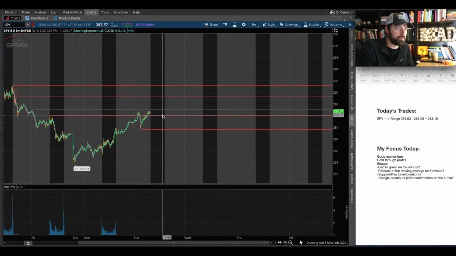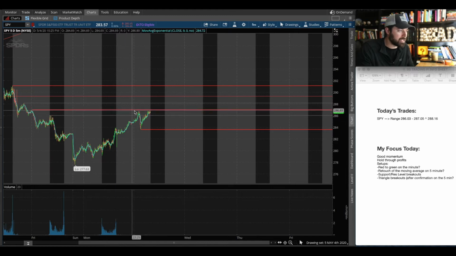We're looking at the 5-minute chart. You can see this high that we put in on Friday. That's that 286.03 mark. So that's support right now. And then we have this next level, which is at about 287.05 roughly. And if we break through that, here's the 288.16.